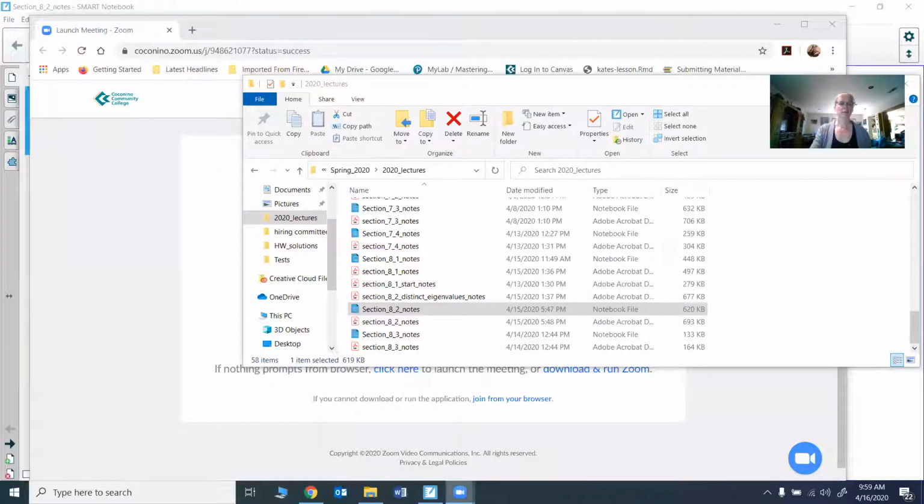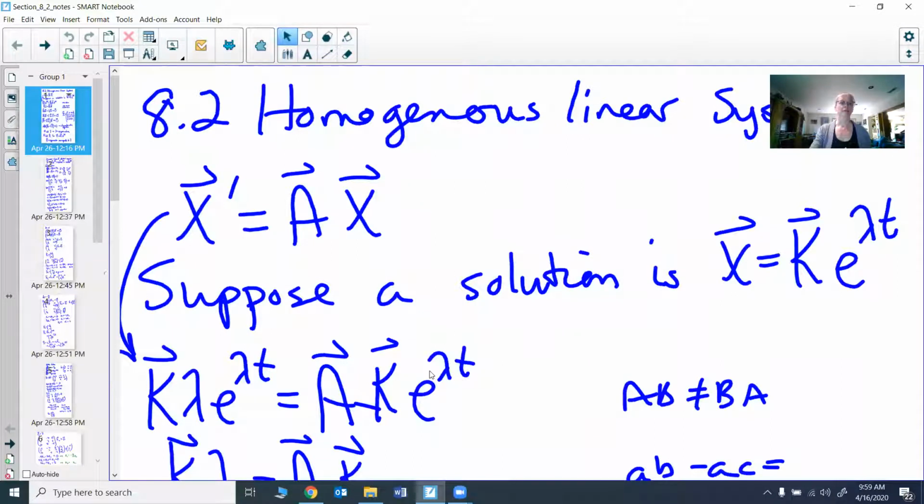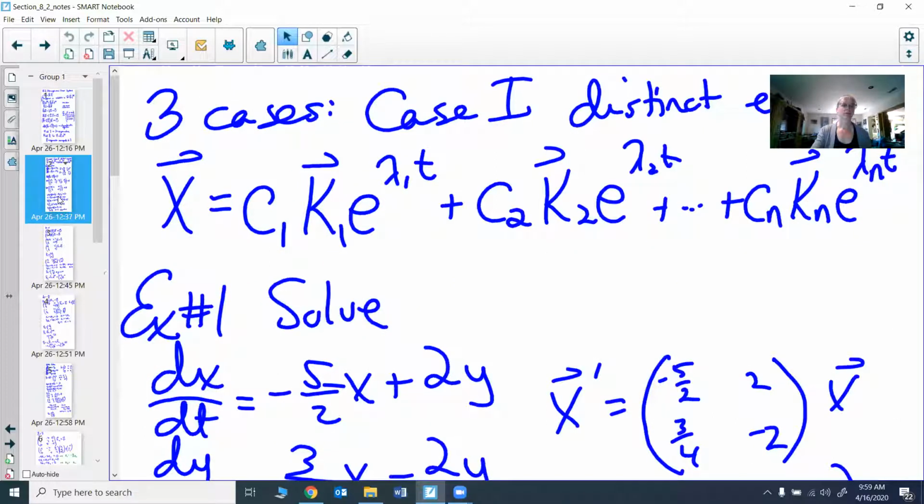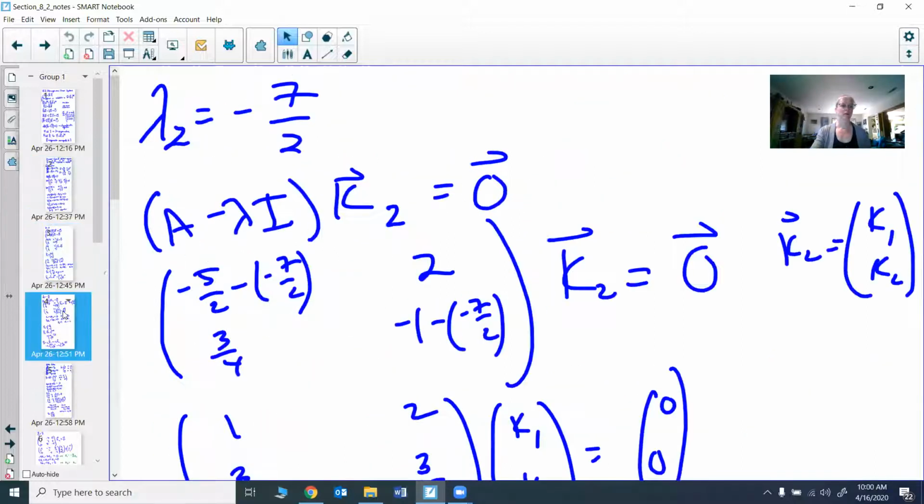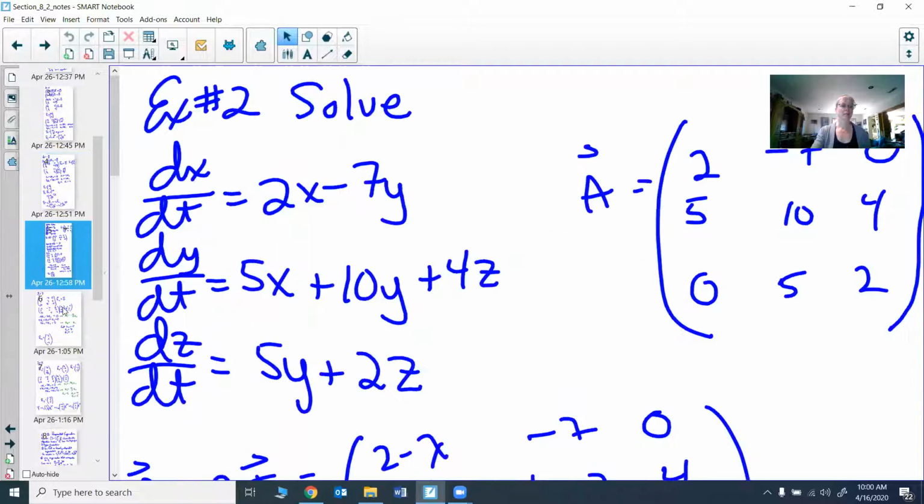Okay, so this is going to be a lecture over the rest of how to solve a homogeneous linear system. We've talked about already what those systems look like. We've already talked about case one of distinct eigenvalues, which then produce distinct eigenvectors. We went through that example already.